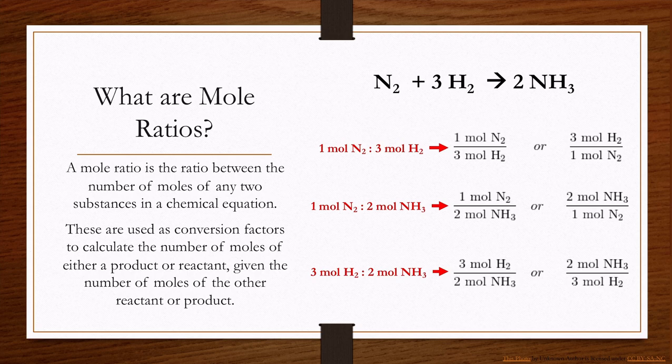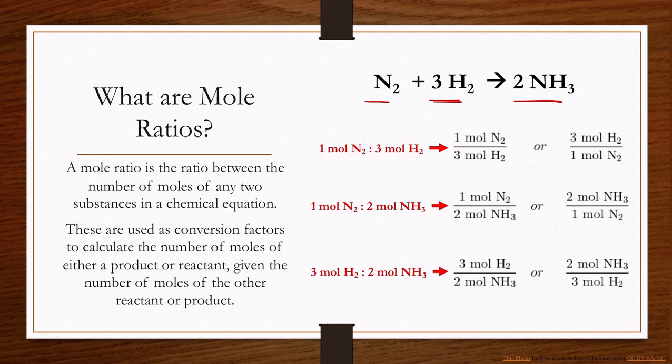And so this mole ratio is the ratio between the number of moles of any two substances in a chemical equation. And so far this semester, when we have talked about balancing chemical equations, we've referred to these as just single molecules of whatever substance they are. So we've got one molecule of nitrogen and 3 molecules of hydrogen coming together to form 2 molecules of ammonia.